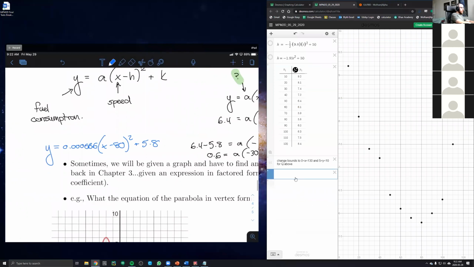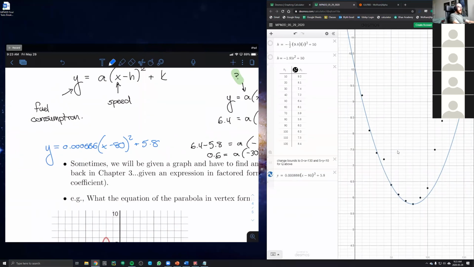So let's actually plot this. y equals 0.000666 (x minus 80) squared plus 5.8. Let's see how close we got. Okay, not terrible, but also not too great, right? I'm hitting a lot of points at lower fuel consumption, but then I'm kind of missing a lot of the points up here, right?